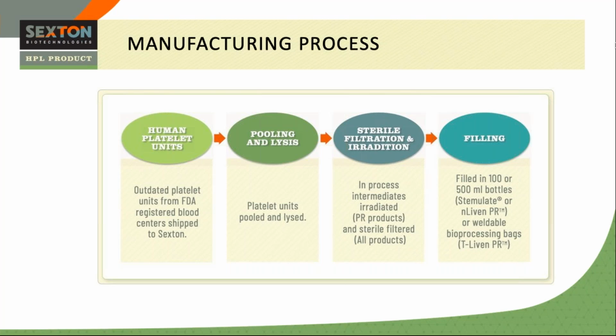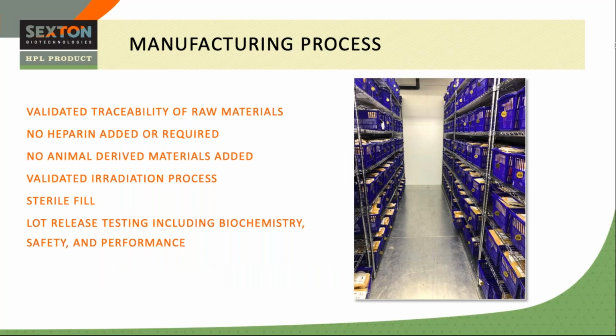At Sexton, we use outdated transfusible platelet units. Units are collected from a range of blood donation centres so that we have measures in place in case of any issues such as novel pathogen emergence or a force majeure. In addition, we have a large inventory of raw materials, which allows us to quarantine units for a prolonged period before we introduce them into our manufacturing chain.